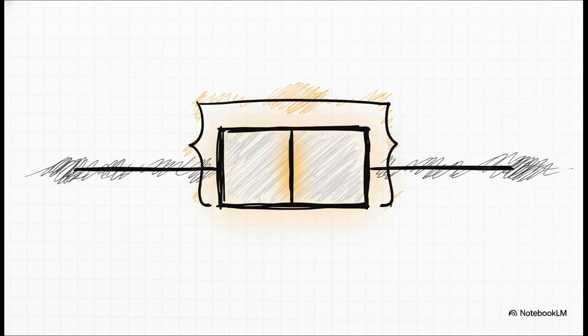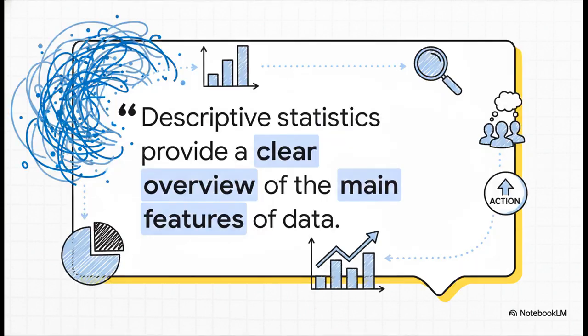That box in the middle, that's our interquartile range, the middle 50% of our data. That line cutting through the box, that's our median, the true center. And those lines sticking out, the whiskers, they show us the entire range, from the lowest value to the highest. It's the whole story, right there in one elegant picture. And that right there is the whole point. That's the real magic of descriptive statistics.